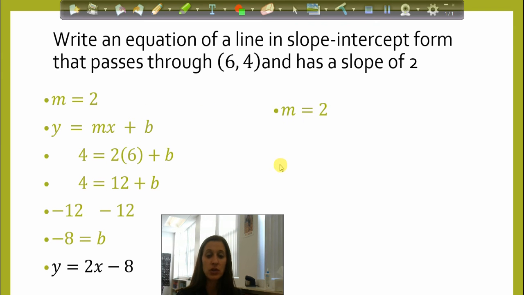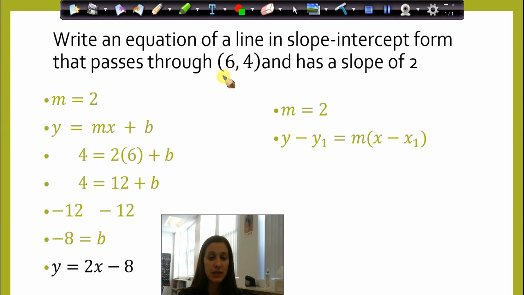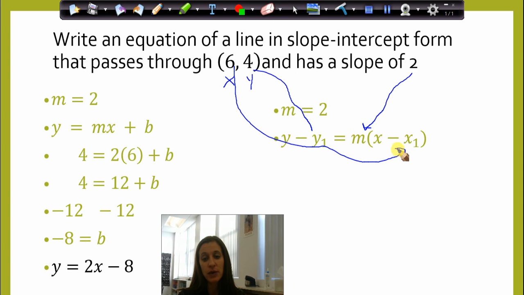So I'm going to, same thing, we know the m value is 2. This is our formula. So we're going to go back to this. I know I have an x and a y. So in this formula, I'm going to plug in the 2 where the m is. Where y sub 1 is where I'm going to plug in the y value from my point. And then where the x sub 1 value is where I'm going to plug in the x value from my point.